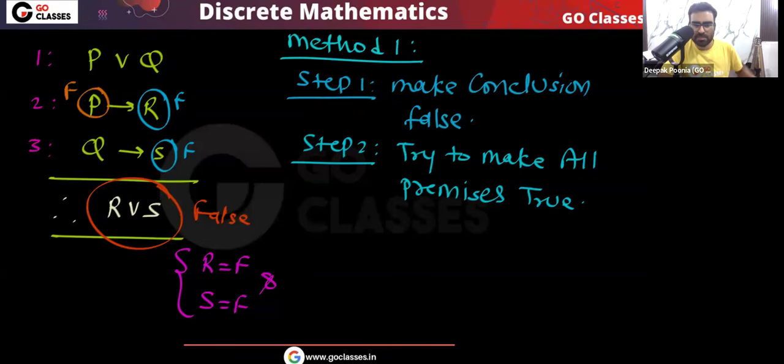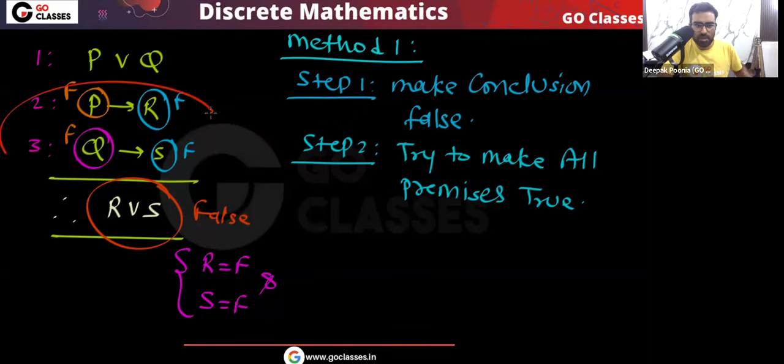What about the third premise? How to make the third premise true? Already this S is false. So I have to make Q false, because if I make Q true, then this third premise will become false, but I want to make all the premises true. So you can see this Q, I have to make it false. There is no other choice.